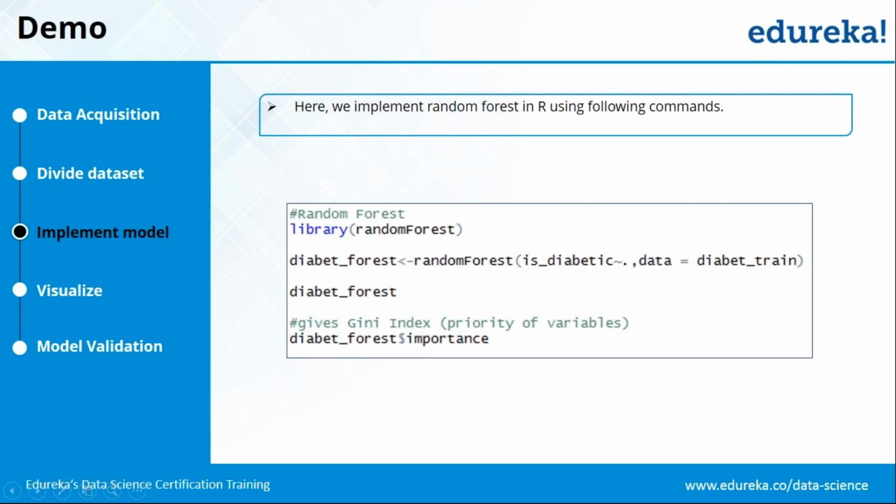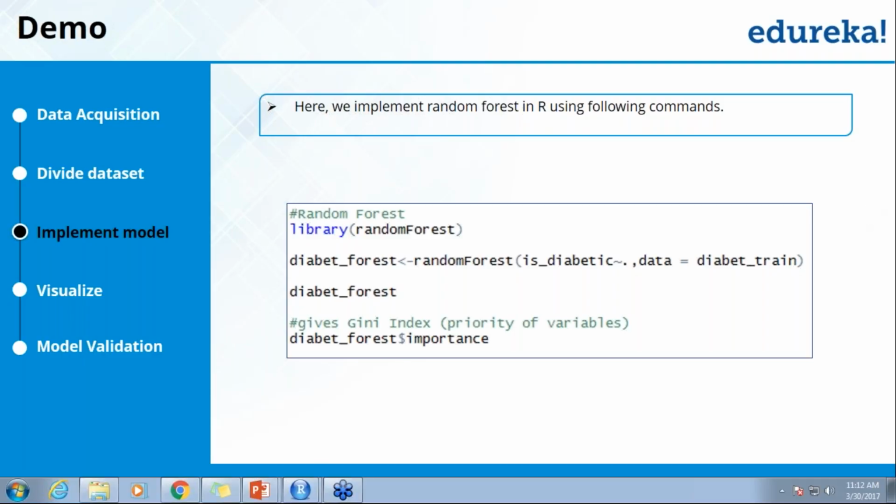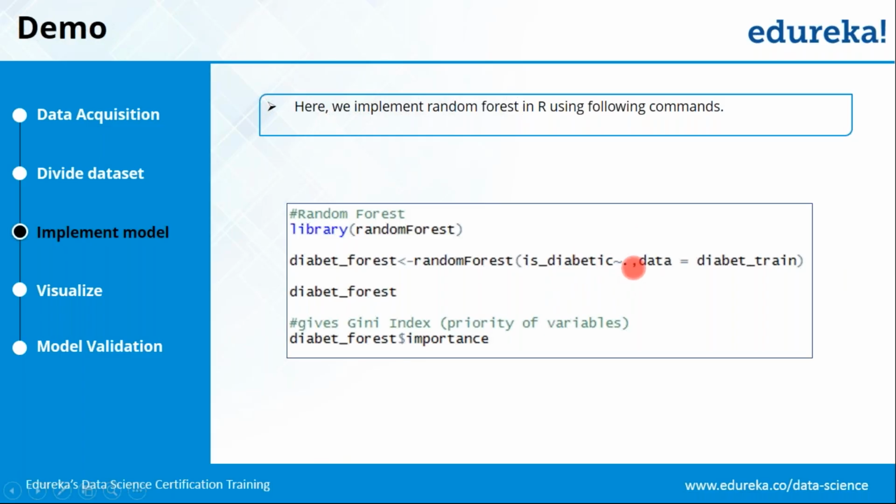For that, we have loaded our random forest library into the system, and further we have fed the random forest function with the target variable and tilde dot. Here, dot means all the predictor variables. So please don't get confused that we are taking all the predictor variables.